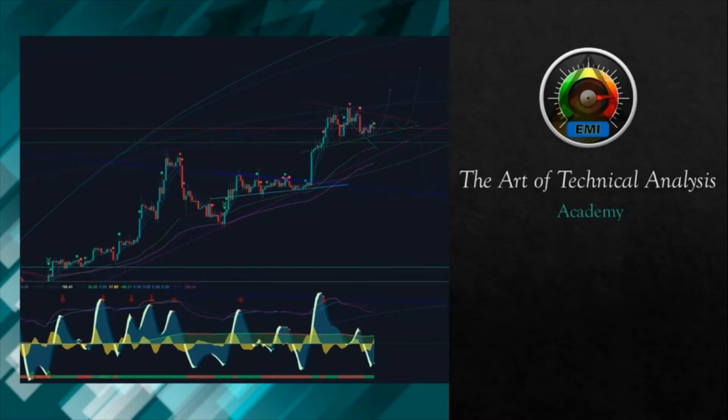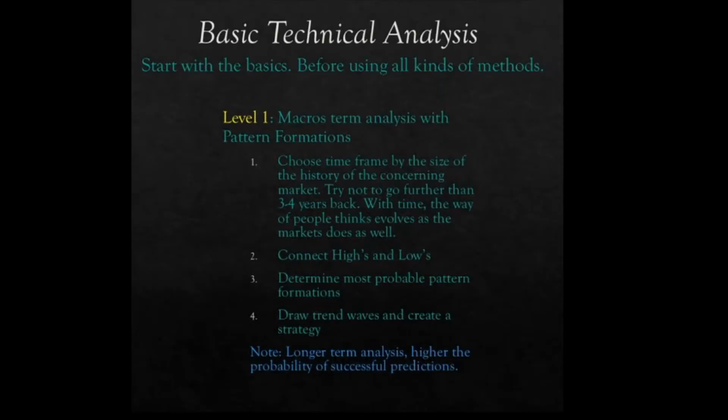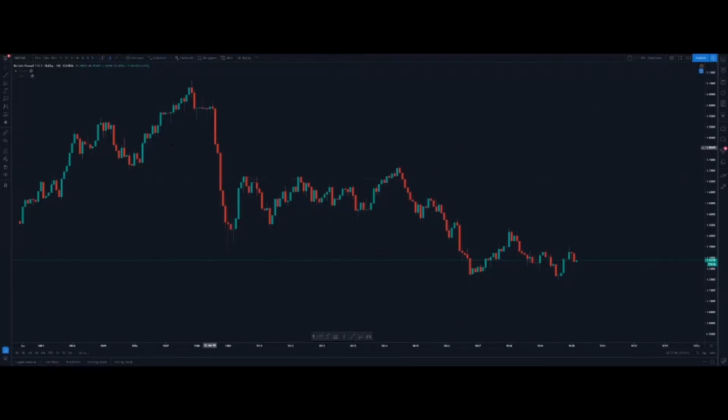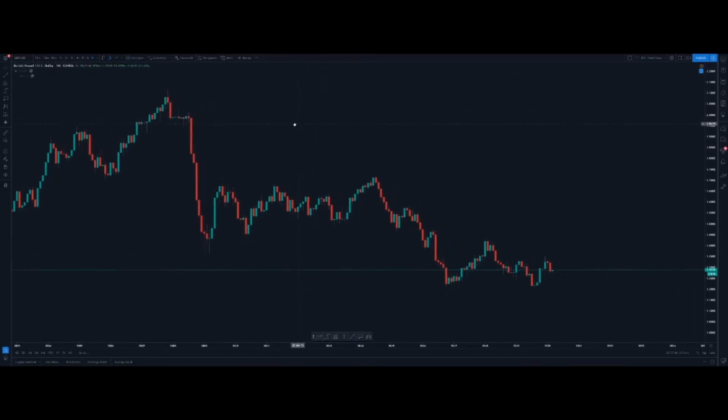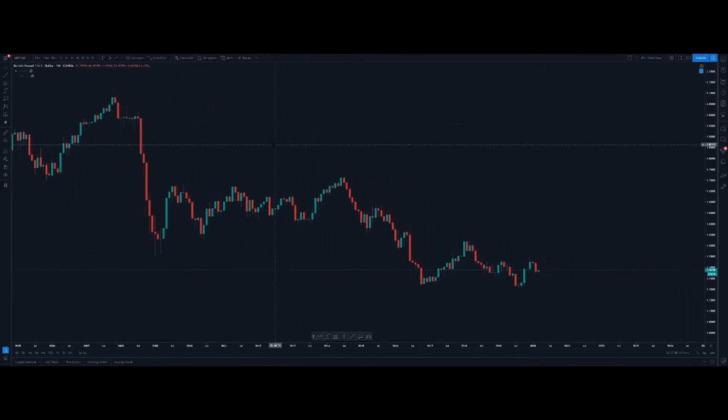So, let's start with the basics. This is level 1, macro term analysis with pattern formation methods. So, let's start with choosing a market. In this case, I'm going for the British pound, US dollar. This is a forex market.